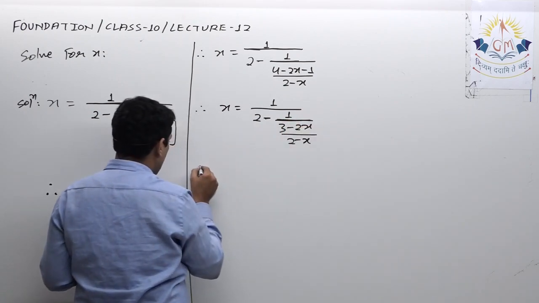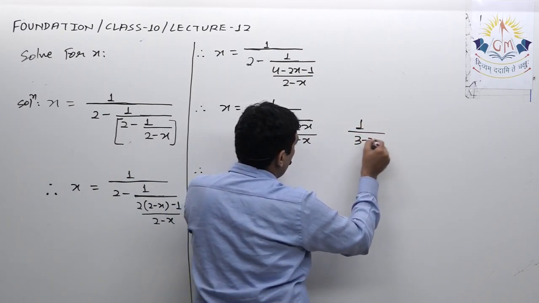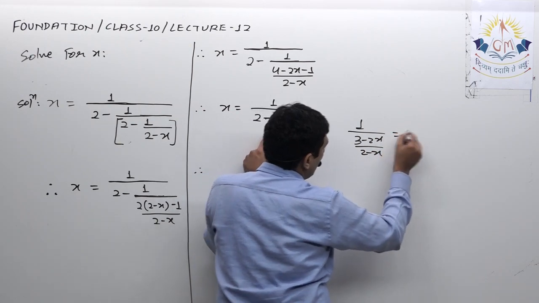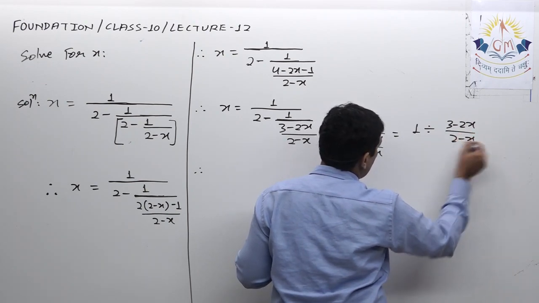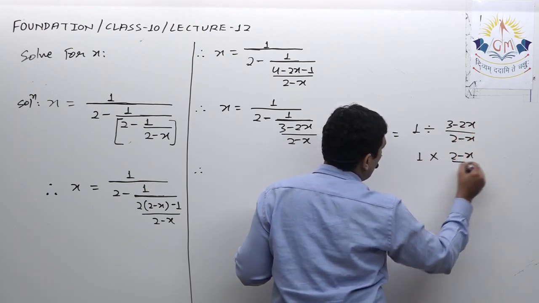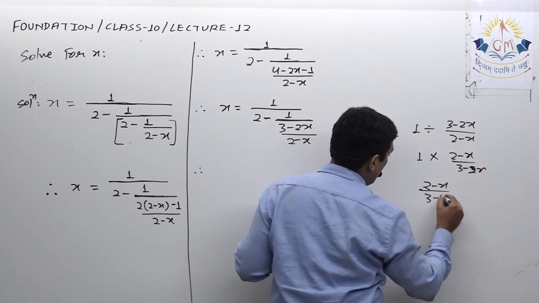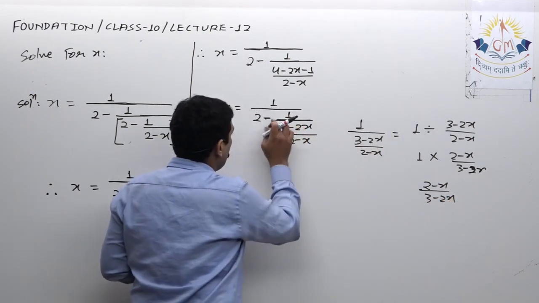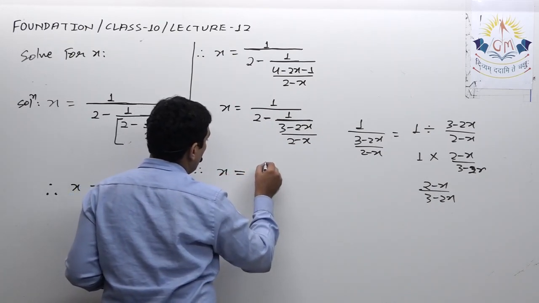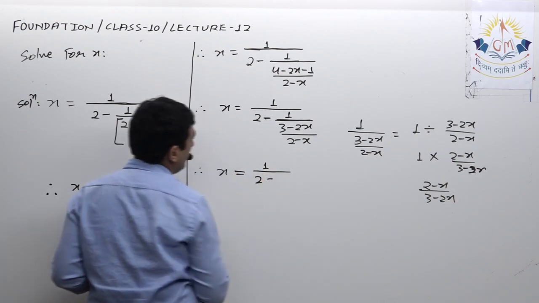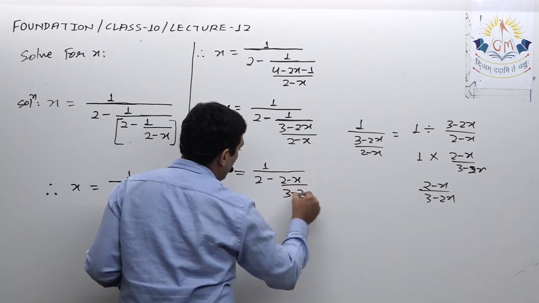Okay, therefore now see, over here it is actually 1 upon 3 minus 2x upon 2 minus x. That means we have 1 divided by 3 minus 2x upon 2 minus x. Therefore I can write in this way. Okay, that means 2 minus x upon 3 minus 2x. This complete quantity I can replace by this. Therefore x is equal to 1 upon 2 minus, this 2 minus x comes in the numerator, 2 minus x upon 3 minus 2x.